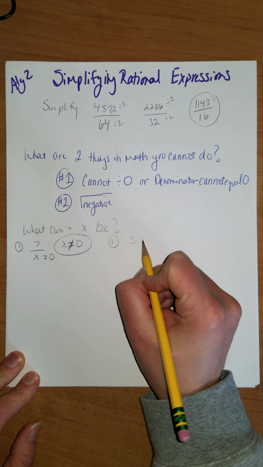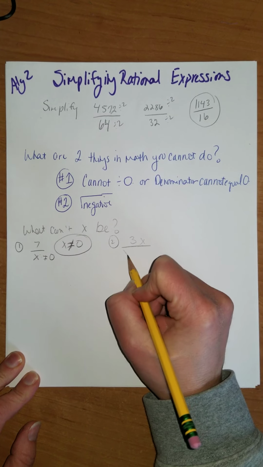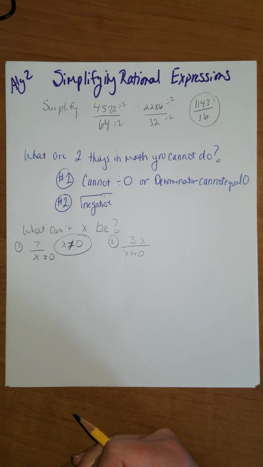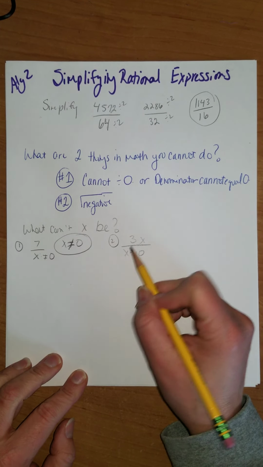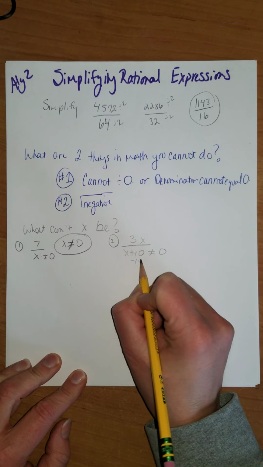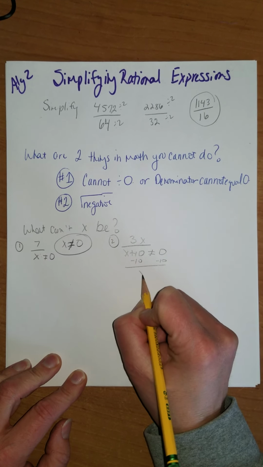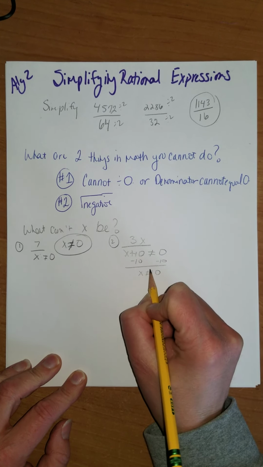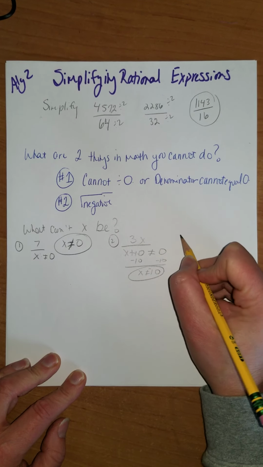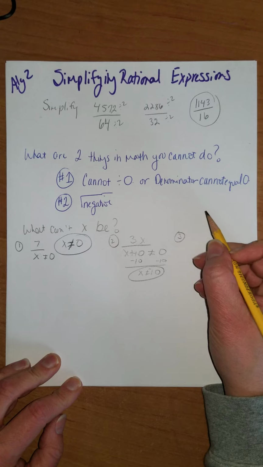We have 3x over x plus 10. If I was in class, I'd ask, what can't x be? And I'd go through all the kids and ask them. I'm hoping many of you can say, oh, x can't be negative 10. Why? Because negative 10 makes the denominator 0. This denominator cannot be 0, so we solve it as if it was equal to 0. x cannot be equal to negative 10, which makes sense. Negative 10 plus 10 is 0, and that's a no-no in the math world. Okay, my last one.